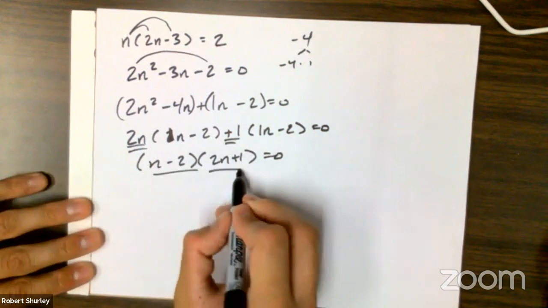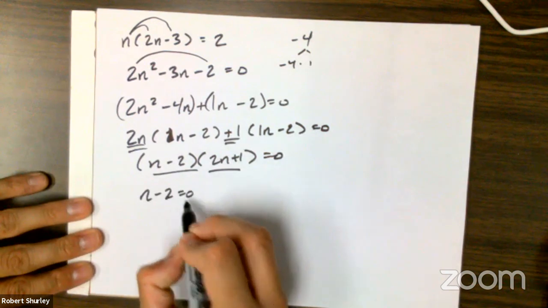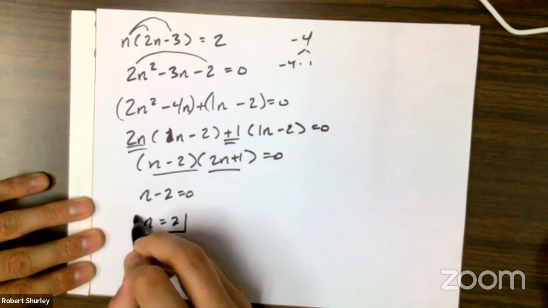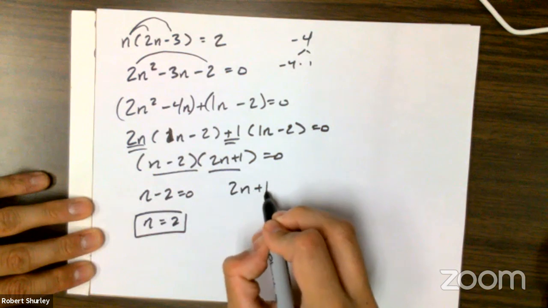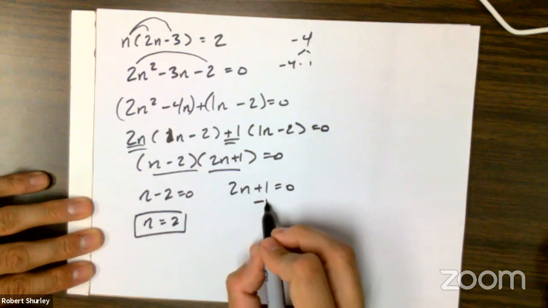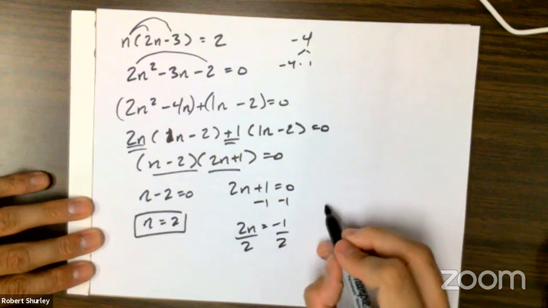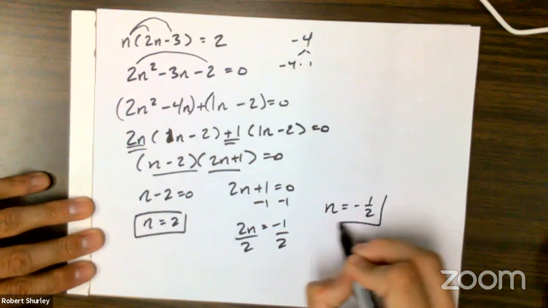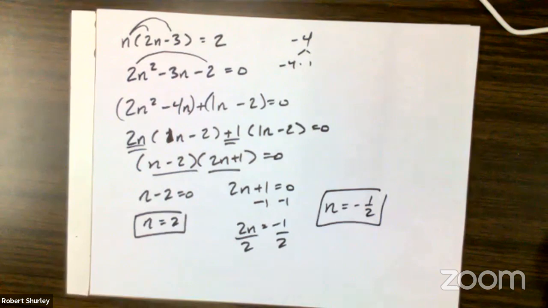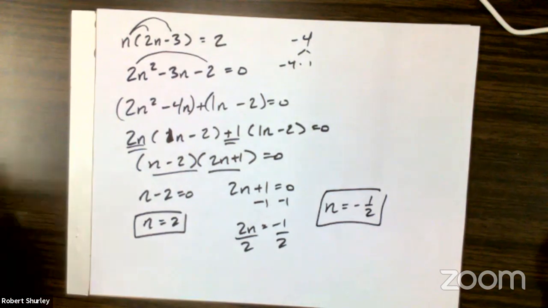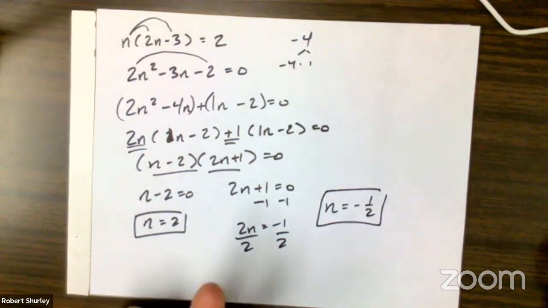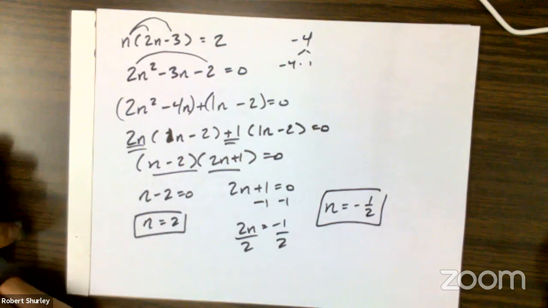And then I'm going to set each one of those equal to 0. So n minus 2 equals 0 gives n equals 2. 2n plus 1 equals 0: subtract the 1, divide by 2, and I get n equals negative 1/2. All right, so I've got my 2 solutions. It started out weird, but then it went into something we know real quick.